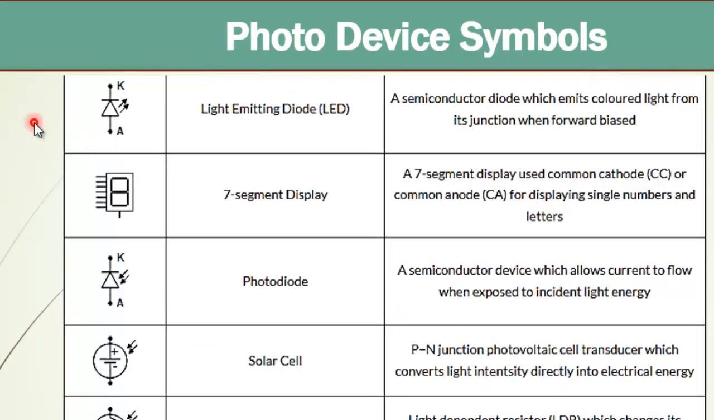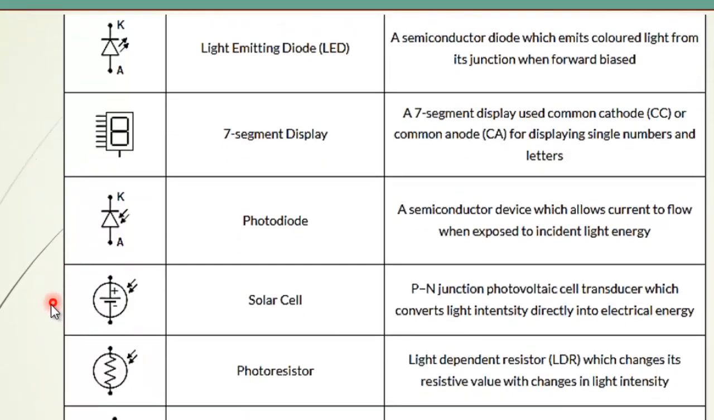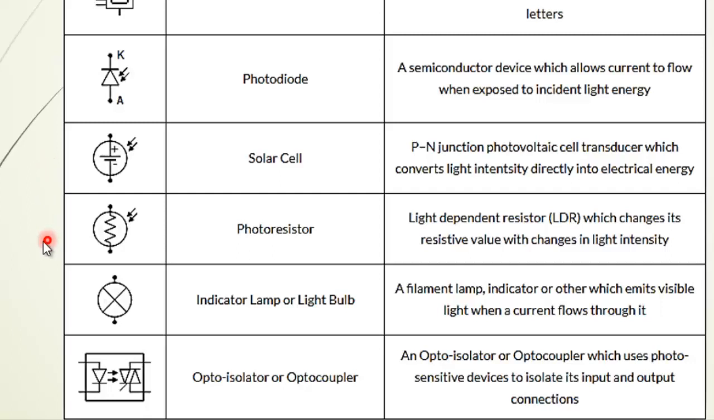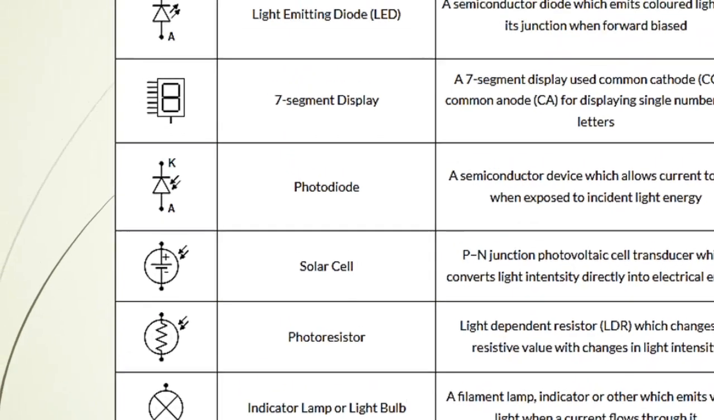Next we have different types of photo devices like LED, the 7 segment display. This is photodiode, solar cell, the photoresistor, simple indication lamp, and this we have optocoupler or opto isolator.